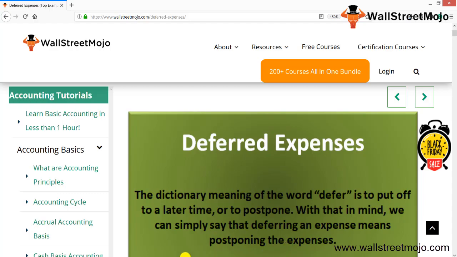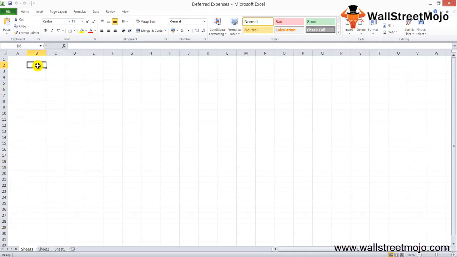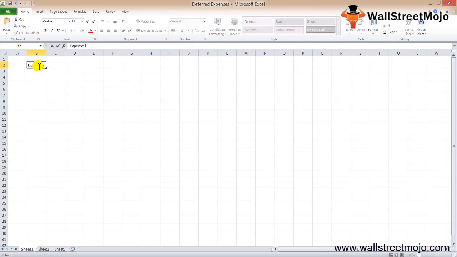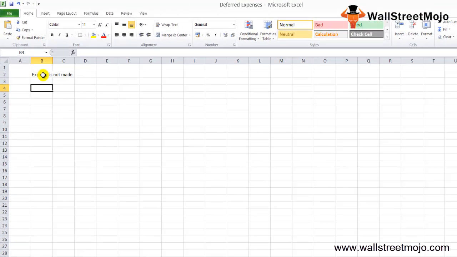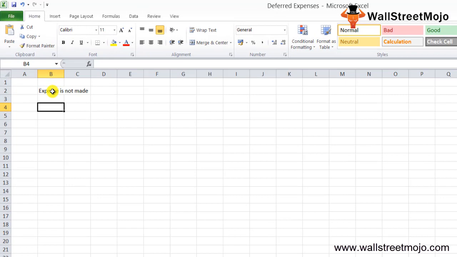Okay, this was the dictionary meaning, but we need to see it in terms of financial and accounting terms. The dictionary meaning is quite clear, but the postponing of the expenses over here does not mean that the expense is not made. Instead, what is postponed is the reporting of that particular expense. So deferred expenses are the expenses that are going to be incurred in the future. So let's have a look at some examples of the deferred case so that we understand.